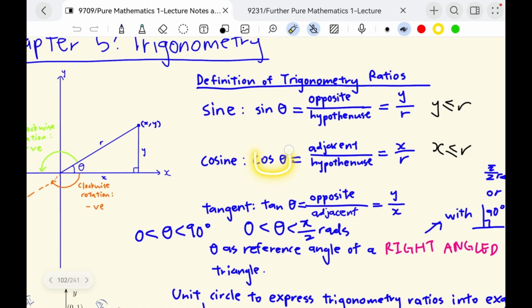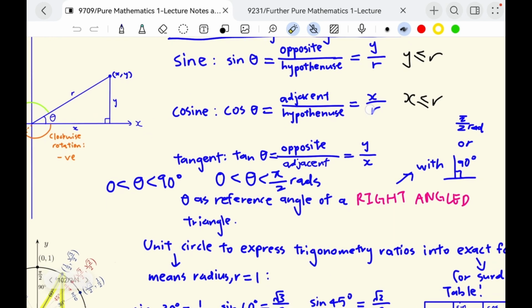For cos theta, it is adjacent over hypotenuse, the same as sine theta, but it is the horizontal side divided by the longest side. Also the same, the numerator can be at most r. So this is for the sine and cosine. Later we will use the unit circle for the detailed explanations.